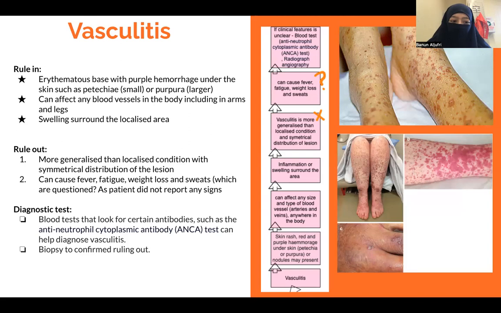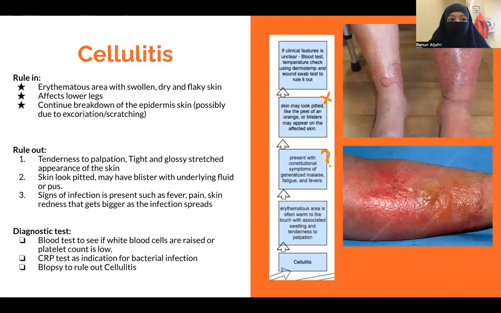Ruling out for this one is it is more generalized than localized condition, with symmetrical distribution of the lesion. It can cause fever, fatigue, weight loss, and sweats, which are questioned because the patient did not report any signs. Diagnostic tests are blood tests that look for certain antibodies, such as the anti-neutrophil cytoplasmic antibody, that can help diagnose vasculitis, as well as biopsy to confirm ruling out.